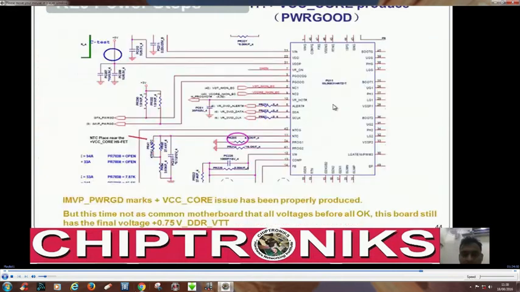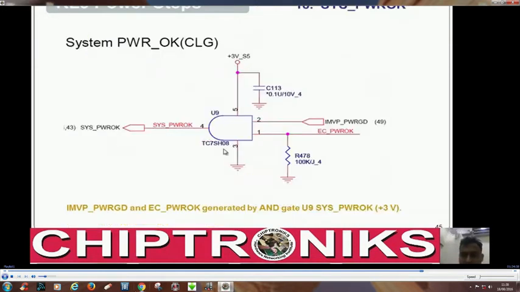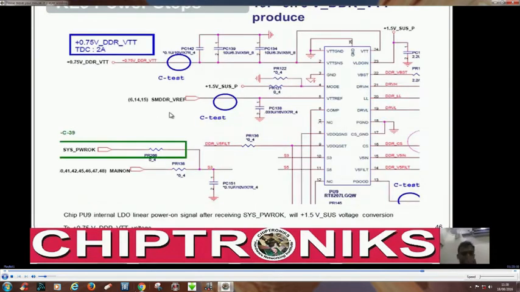After the VCC core is generated, it will generate IMVP power good. You see IMVP power good, and this IMVP power good is fed to this AND gate, and EC power okay and IMVP power good both are ANDed together to generate the sys power okay, that is system power okay.